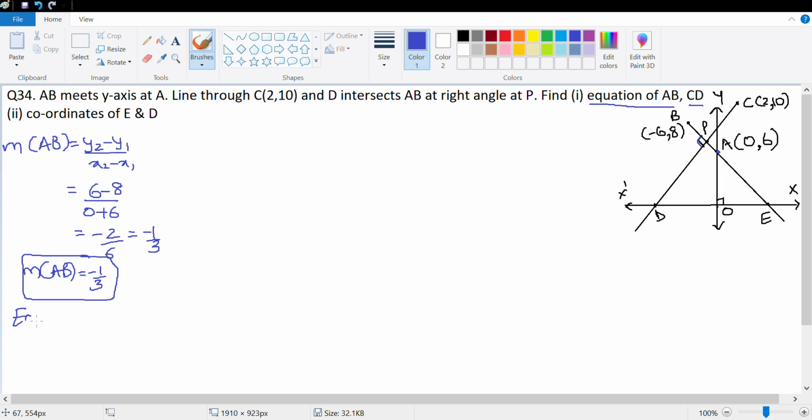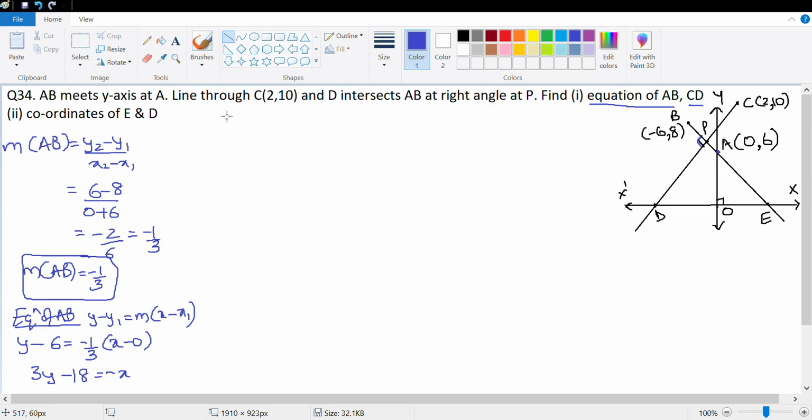So equation of AB would be given by the formula y minus y1 is equal to m times x minus x1. So y minus y1, passing through (0, 6). So y minus 6 is equal to m, which we calculated as -1 by 3, times x minus 0. Cross multiply: 3y minus 18 is equal to -x, which means 3y plus x is equal to 18. So let's write that down. 3y plus x is equal to 18. That's my equation of AB.